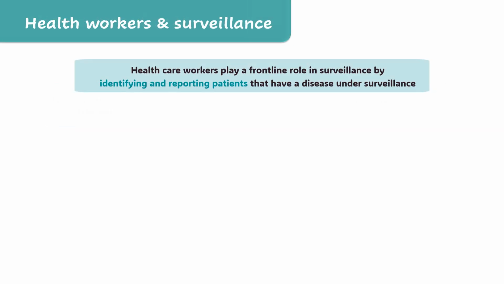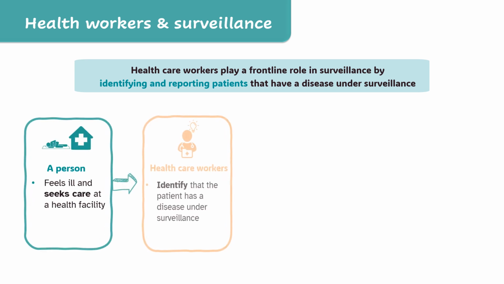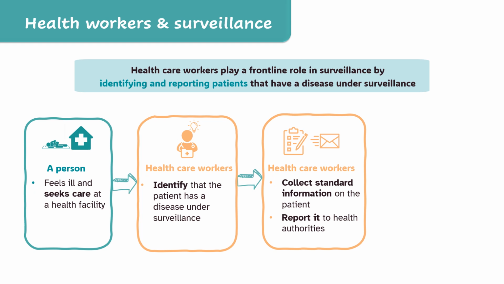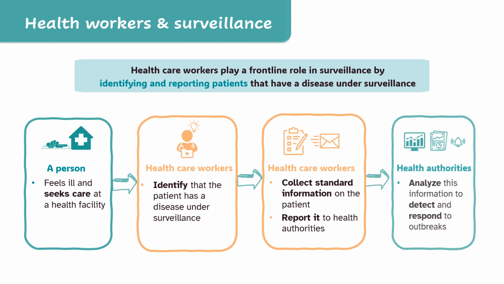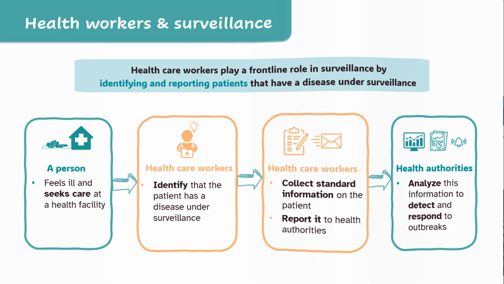Healthcare workers play an essential role in disease surveillance. They are at the front line to identify and report patients that have a disease under surveillance. Here is how the surveillance process goes. A person feels ill and goes to a health facility to seek care. At this facility, healthcare workers identify that the patient has a disease under surveillance. They collect standard information about this patient and report it to their health authority. Health authorities then analyze this information to detect and respond to disease outbreaks.